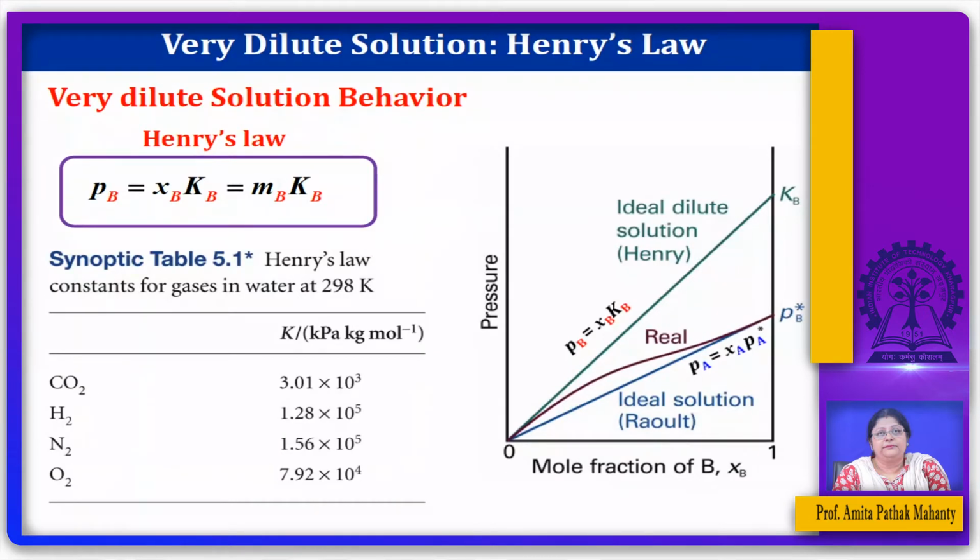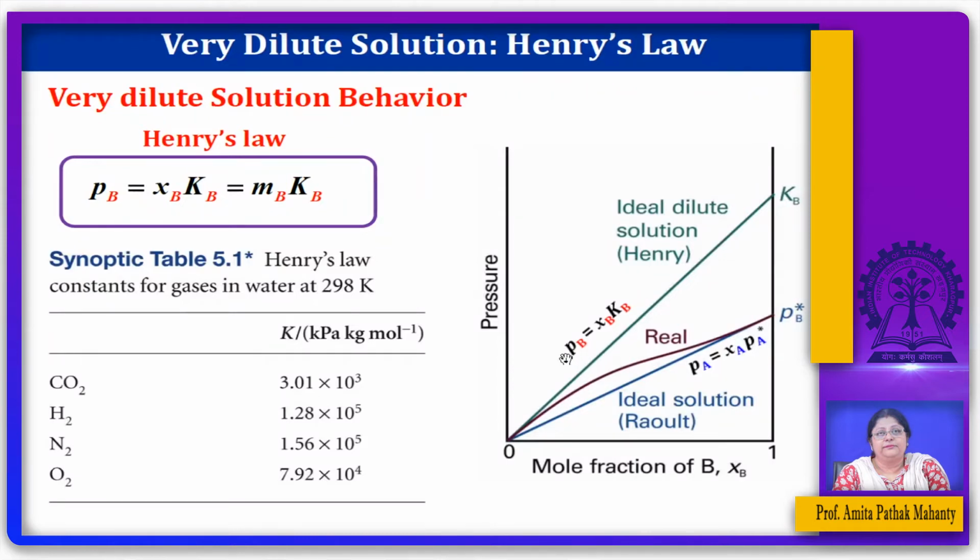So if we want to write down the Henry's constants for various gases, you get them tabulated. I have a question here which I'm going to ask you. Very dilute solution behavior is the Henry's law, which means the solute concentration is very small. This is the same diagram which I have just now shown. This is going to be the line for the Henry's law, if it is following the Henry's law.